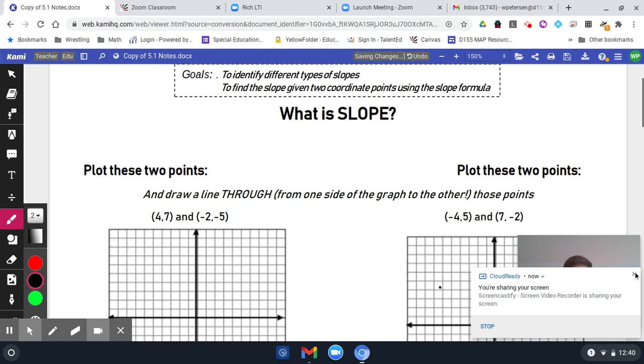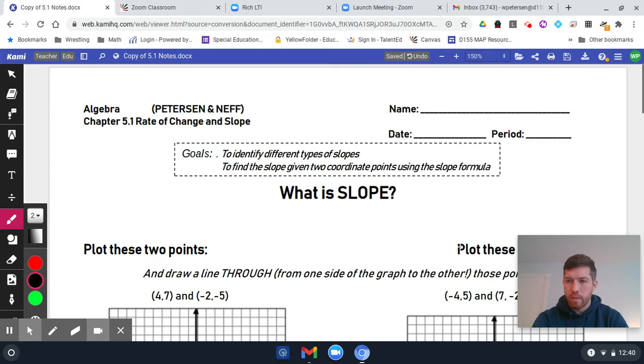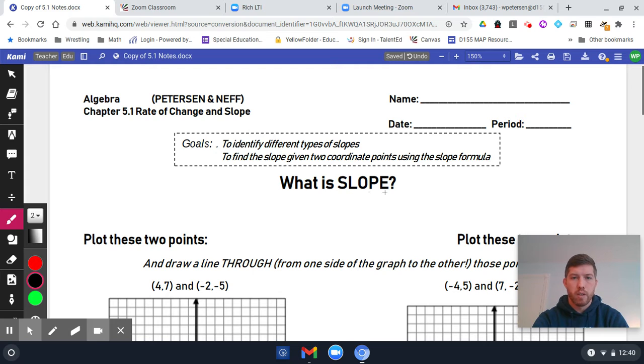All right, guys, I'm going to go through these notes a little bit quicker because you've already probably done them in class today. So the first thing we're talking about is what is slope.